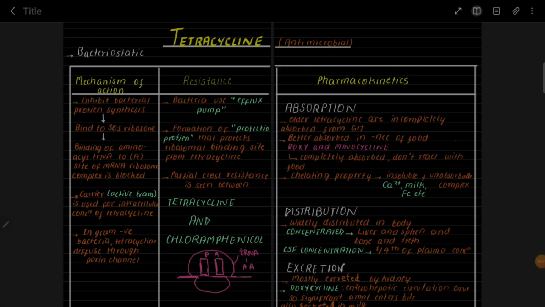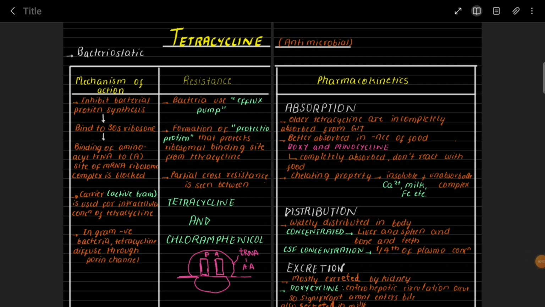Today we are going to learn about tetracyclines. These are a group of drugs that come under antibiotics. They are bacteriostatic in nature, which means that they will only suspend the growth of the bacteria.